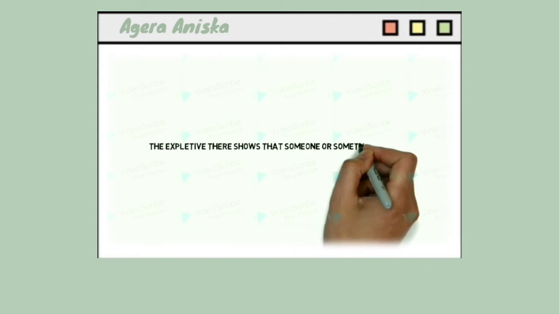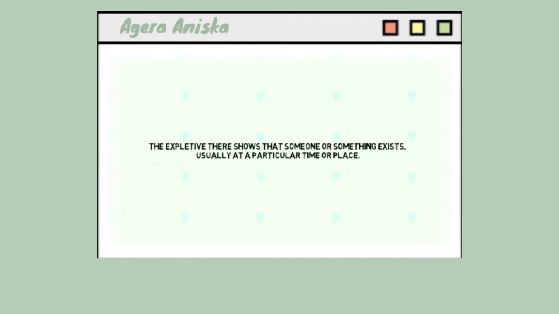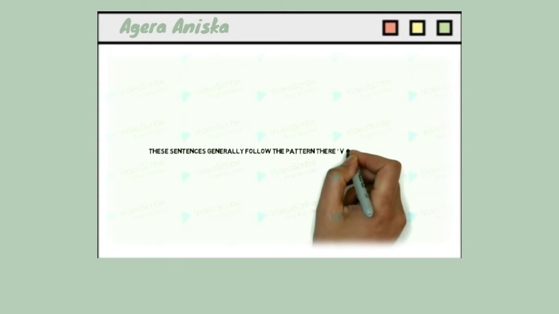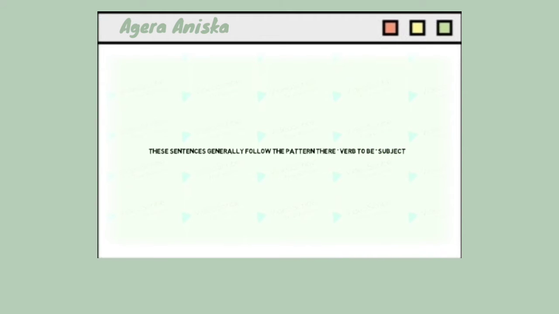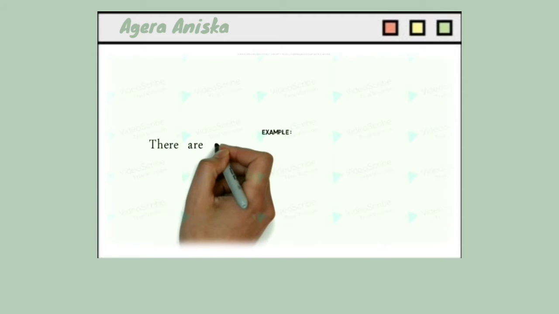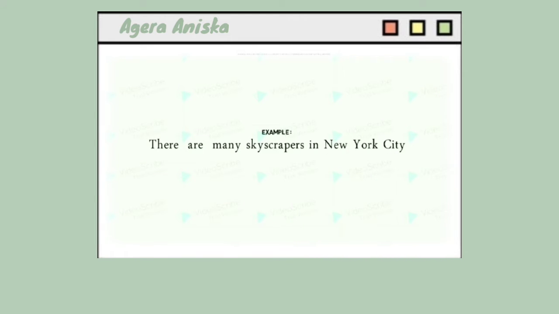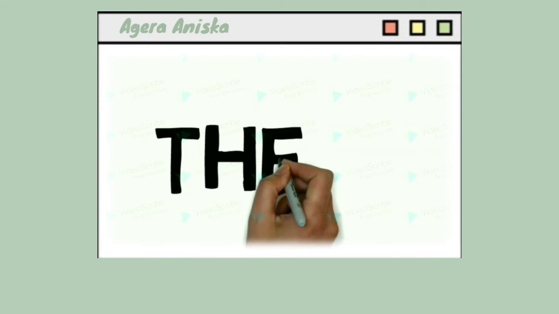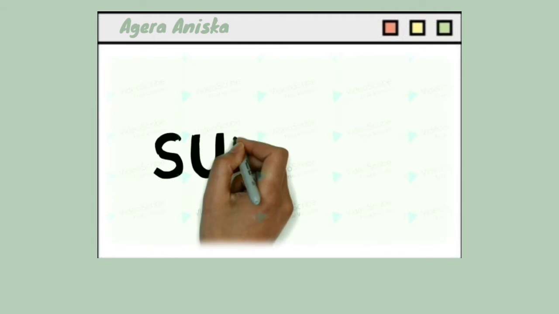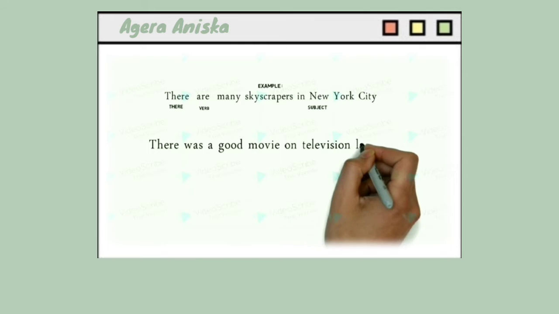The expletive there shows that someone or something exists, usually at a particular time or place. The sentence generally follows the pattern there plus verb to be plus subject. Okay, example. There are many skyscrapers in New York City. There is a formula: there plus verb to be plus subject. Next, there was a good movie on television last night. Is it an example?